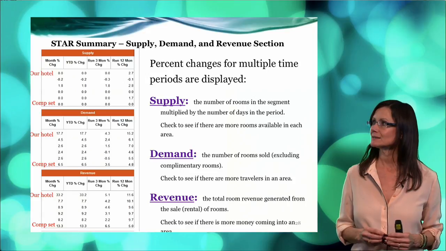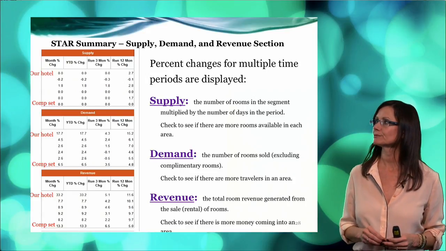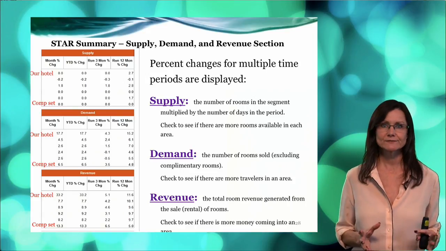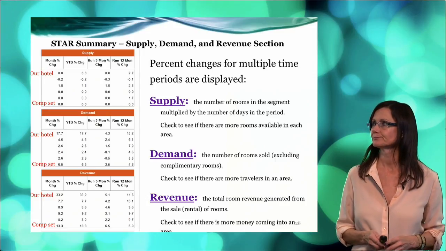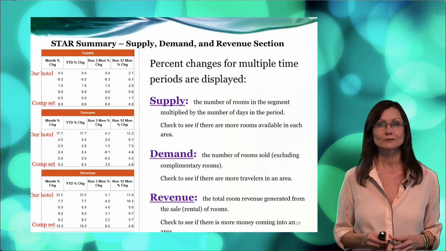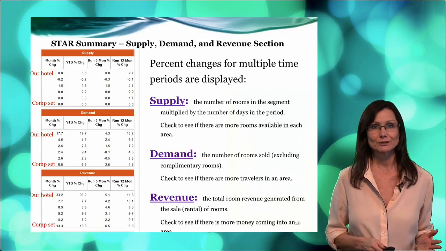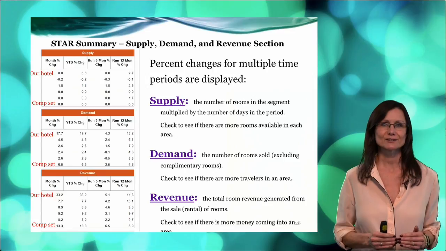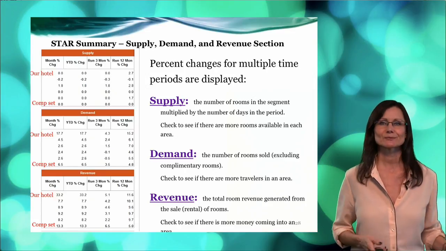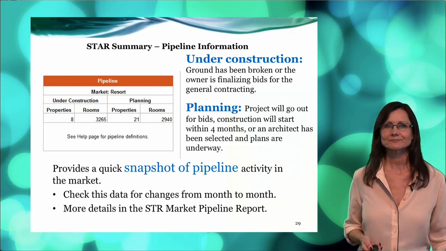Then we've got demand. So number of rooms sold, that's like our occupancy figures there. And then we've got our revenue figures down the bottom. And we knew that our RevPAR went up by 33.2%, and you can see there our percentage change for our hotel is 33.2%. So it's just a different way of looking at it.